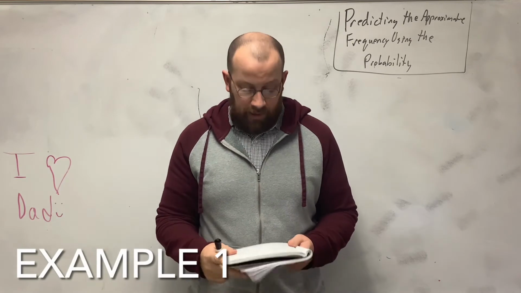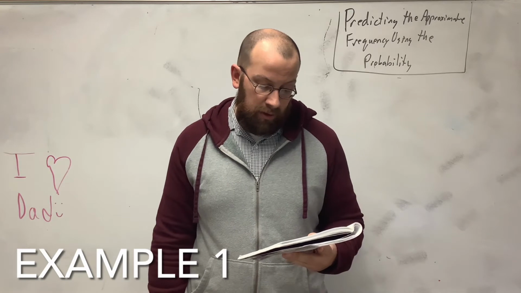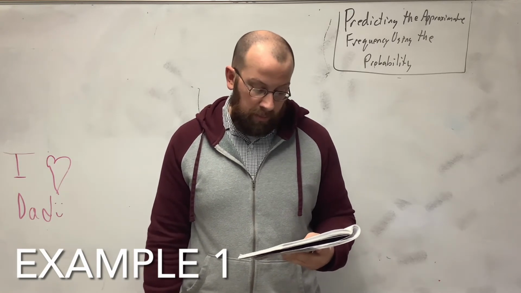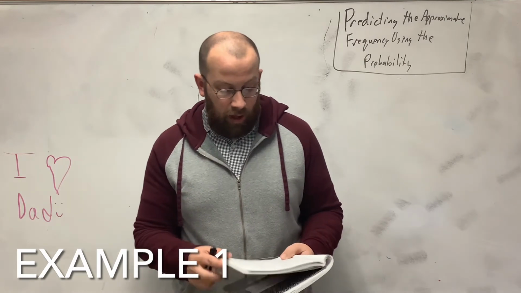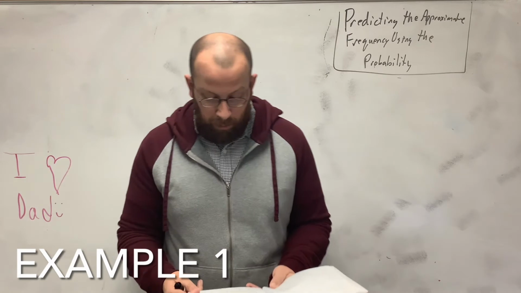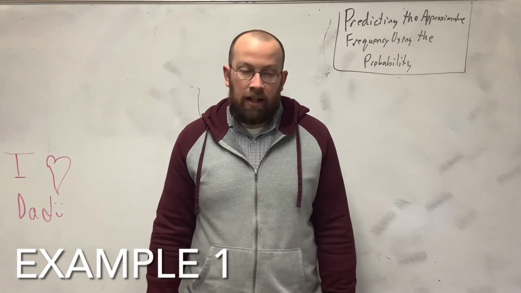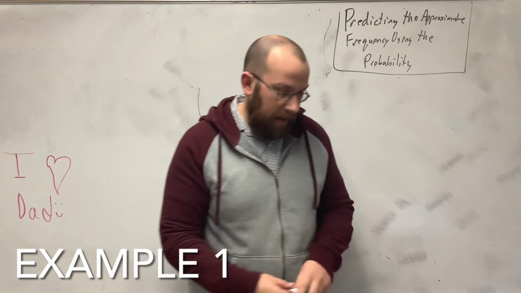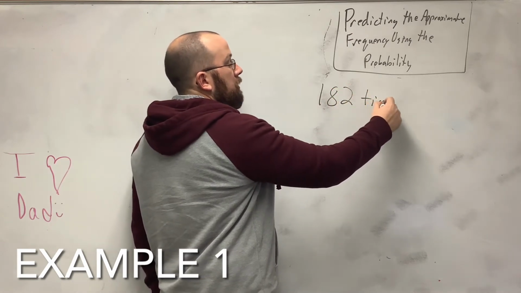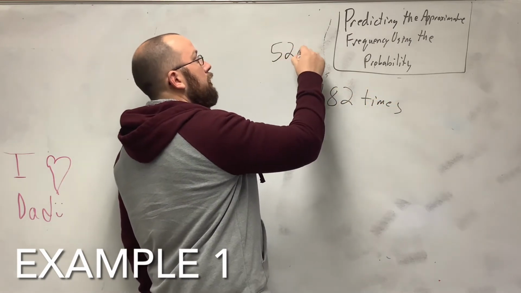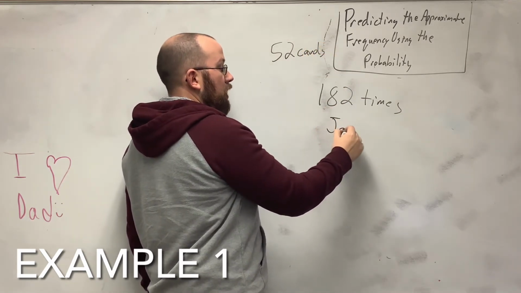For this first example, in every deck of cards there's 52 cards, 4 suits with 13 cards in each: the numbers 2 to 10, ace, king, queen, jack. Let's say I draw a card at random from a regular deck, record it, and replace it. I'm going to do this 182 times. How many times can I expect to pick a jack? I want to know how many times I should expect to get a jack.